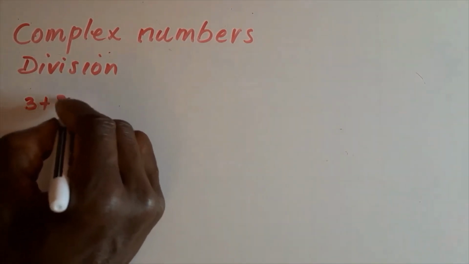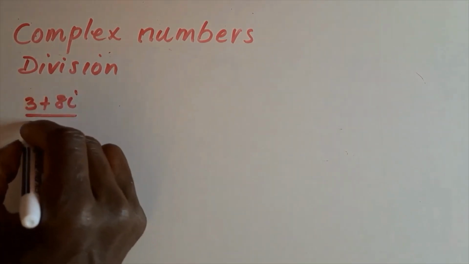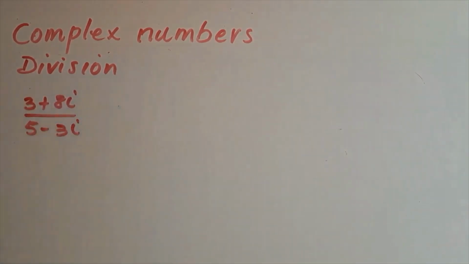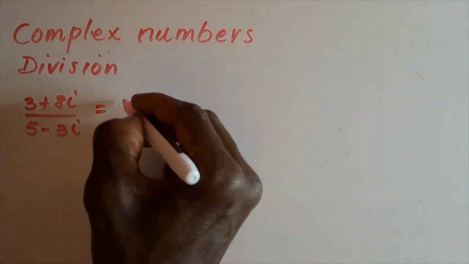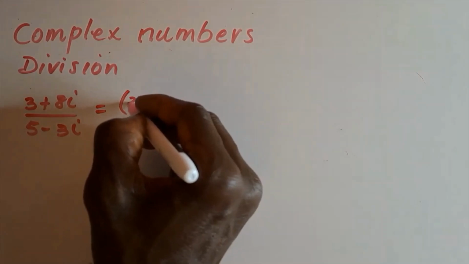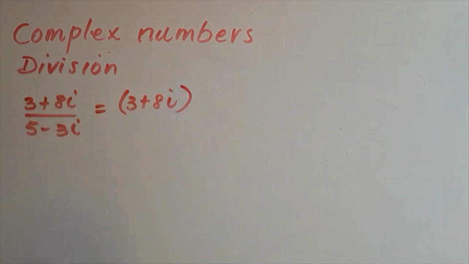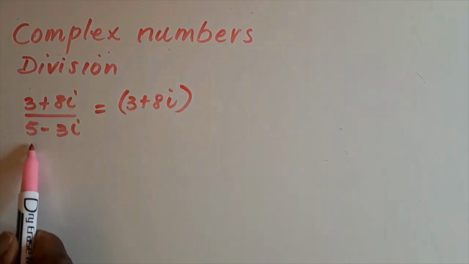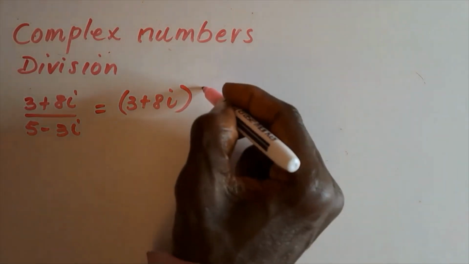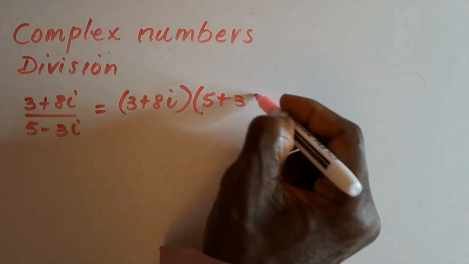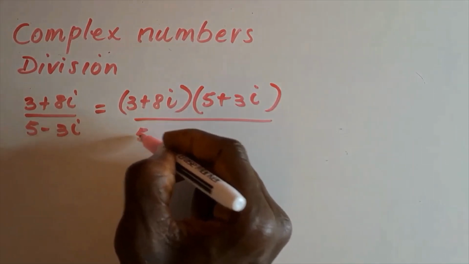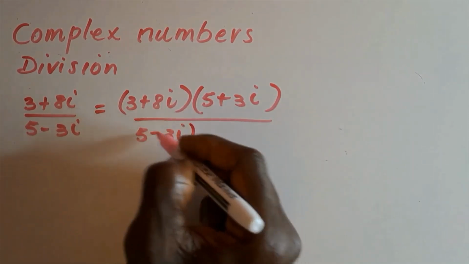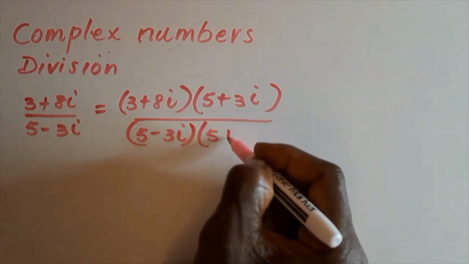3 add 8i divided by 5 minus 3i. And here we use the product property of conjugate complex numbers, which you come across sometime in algebra. Here we'll multiply the numerator by the complex conjugate of this denominator here. So this would be 5 add 3i. And then we'll multiply the denominator by its conjugate, 5 add 3i.